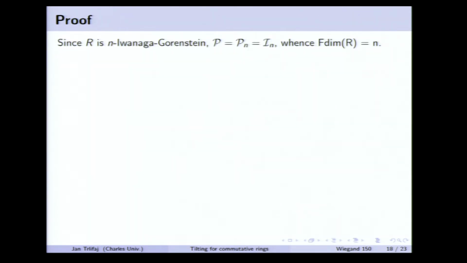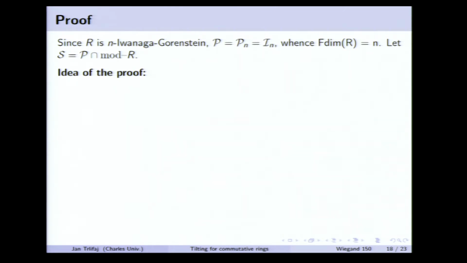So the proof. If R is n-Iwanaga-Gorenstein, then, and this is known as actually an equivalent definition, the class of all modules of projective dimension at most n is the same as the class of modules of injective dimension at most n. And this class P of all modules of bounded projective dimension is just bounded by n. So there is a bound on the projective dimensions of all modules of finite projective dimension, namely n. So the big finitistic dimension is known to be n. Now let's take the strongly finitely presented, or finitely generated in this case, modules in this class of all modules of bounded projective dimension.